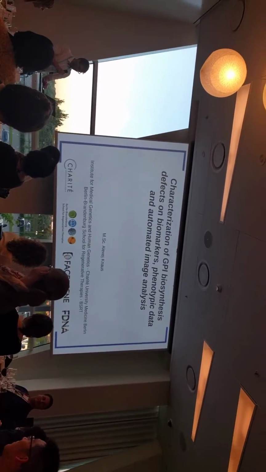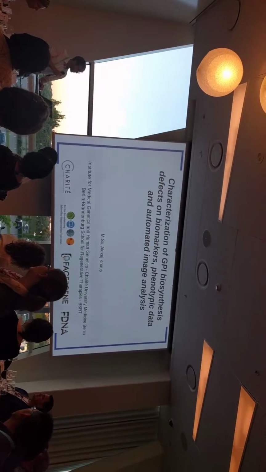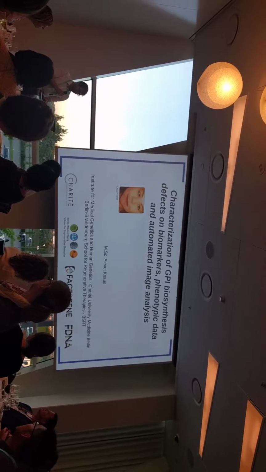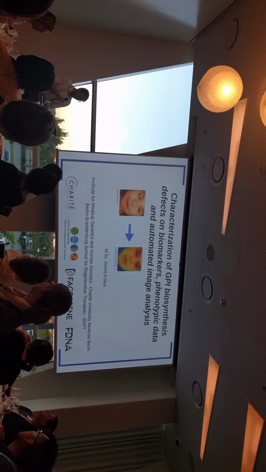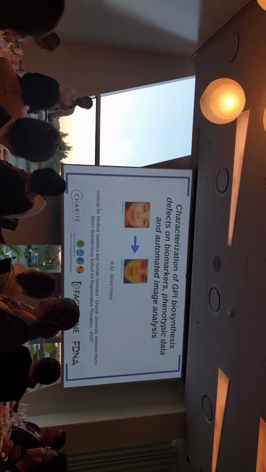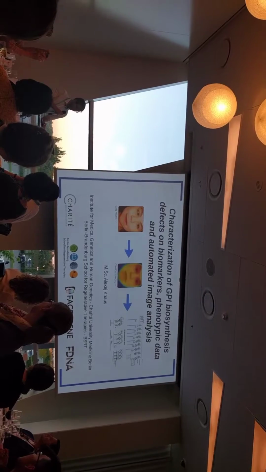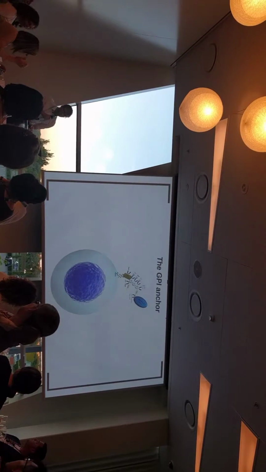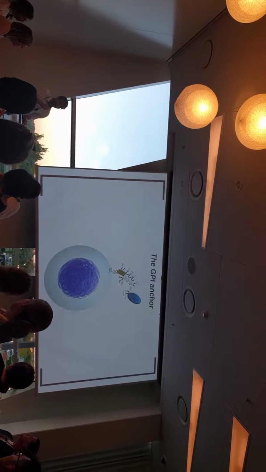talks. So today I would like to present you some data on how we can come from a facial picture to a mask that can be used to identify a gene that is mutated in this patient in a pathway disease. So I'll just quickly introduce you to this pathway disorder. It's called GPI anchor deficiency.